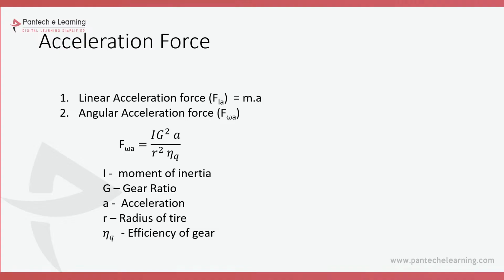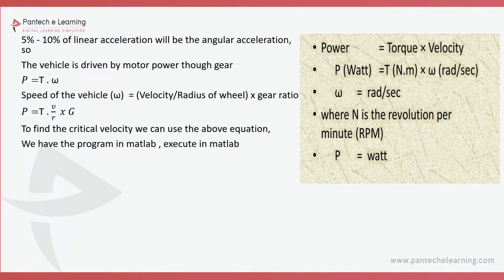So acceleration you have to give. For the radius of the tire, whichever type you use, for example 12 or 17 or 16, you can use the tire formula. The formula for linear acceleration is m into a. For angular acceleration force you use I g square a by r square into eta. Okay, so this is the angular acceleration formula. 5 to 10 percent of the linear acceleration will be the angular acceleration.